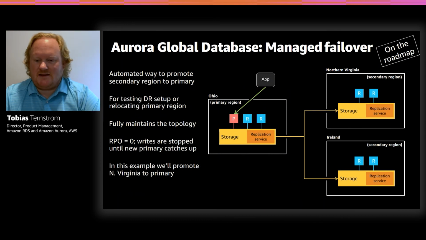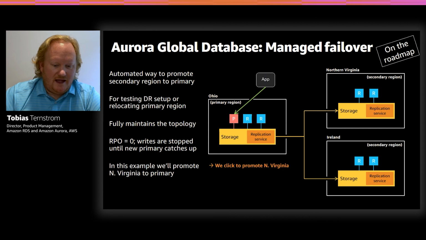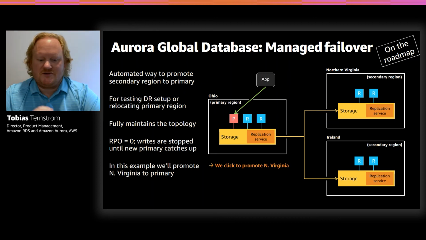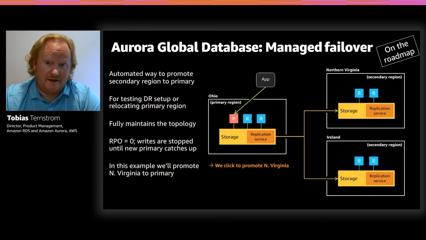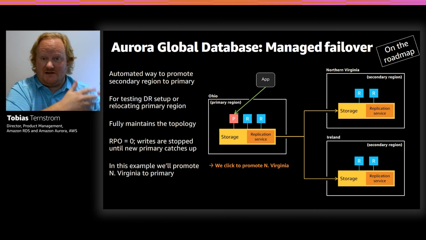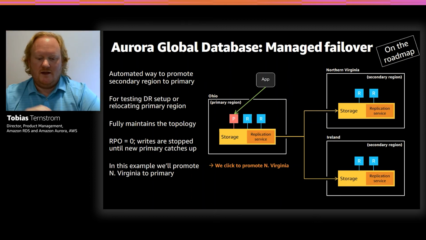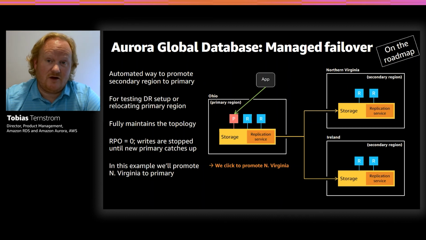Well, I have my setup again with Ohio, Northern Virginia, and Ireland, and the app is running against Ohio in this case. And now, for some reason, probably the most common being that you want to test out your disaster recovery solution. So this is a disaster recovery drill. You're moving your app over to Northern Virginia in this case to verify that your disaster recovery plan works and is fast enough for your business. So we click to promote Northern Virginia to be the new primary region.